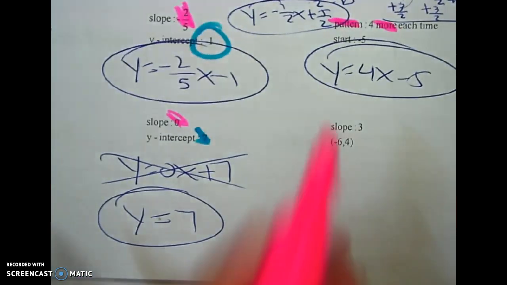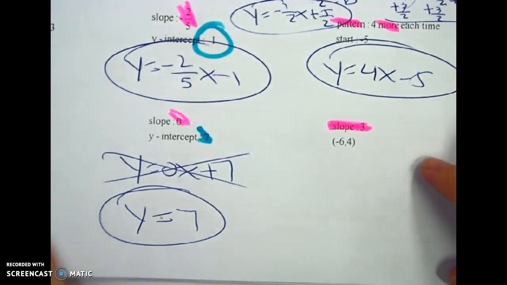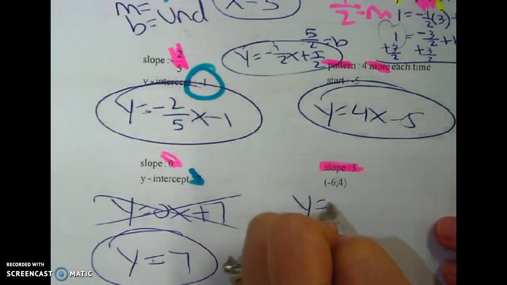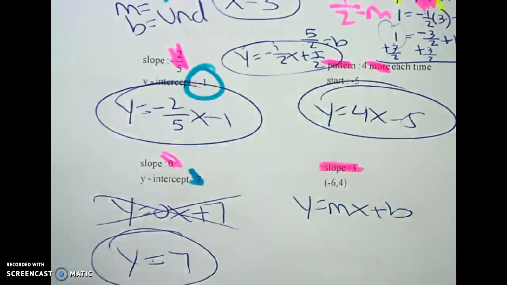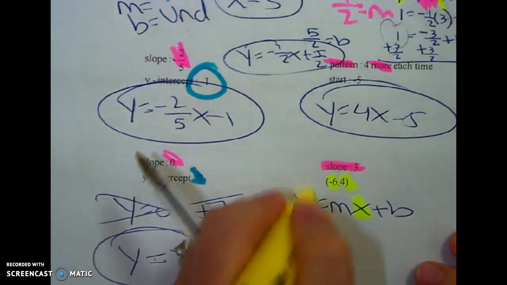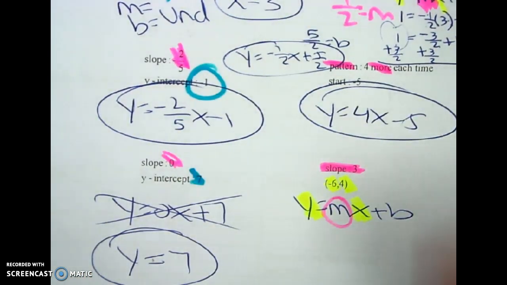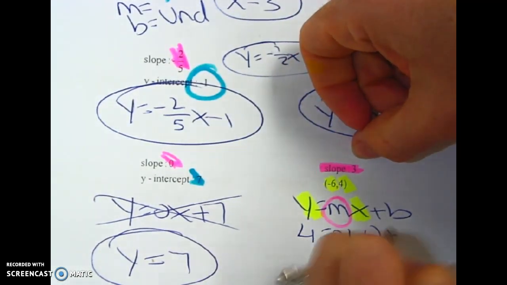I got the slope, but the problem is I don't have my y-intercept. So I'm going to have to do the same thing here as I did here. So I'm going to first write y equals mx plus b. I'm going to take the -6. It goes in for x. I'm going to take the 4. It goes in for y. And then I'll take my 3, and it goes in for m. 4 equals 3 times -6 plus b.